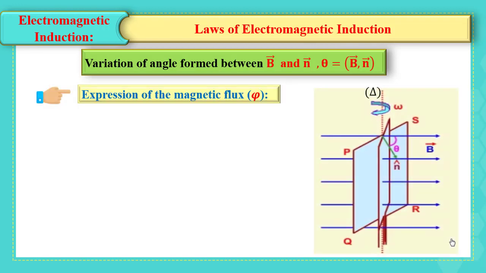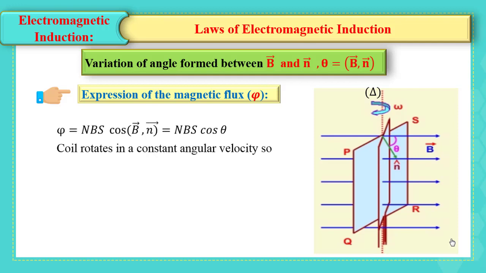Expression of the magnetic flux phi. Phi equals NBS cosine theta. During the rotation of the coil with a constant angular velocity omega, theta varies. So the expression of theta with respect to time is theta prime t plus theta 0, equals omega t plus theta 0. And the expression of the magnetic flux phi becomes equal to NBS cosine of omega t plus theta 0.